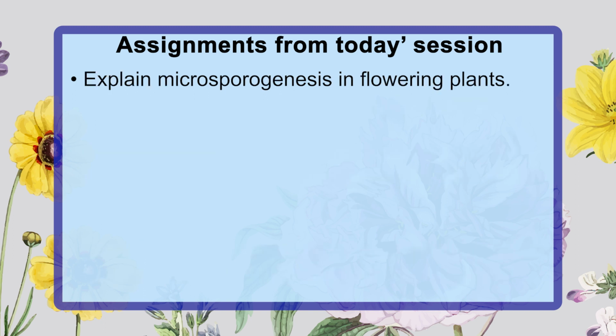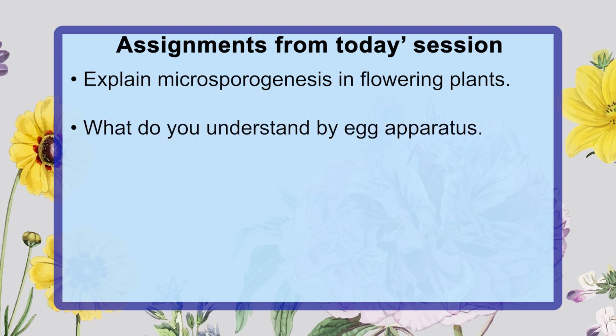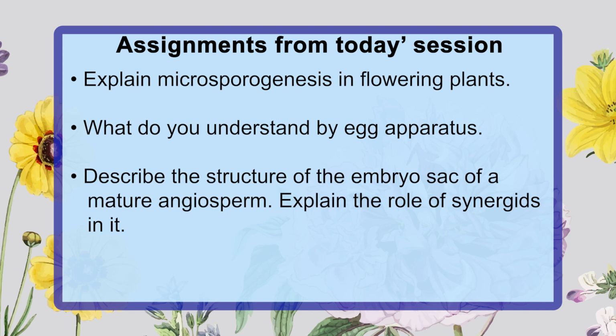Explain microsporogenesis in flowering plants. What do you understand by egg apparatus? And the last question, describe the structure of the embryo sac of a mature angiosperm. Explain the role of synergids in it.